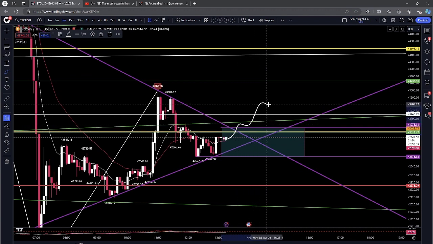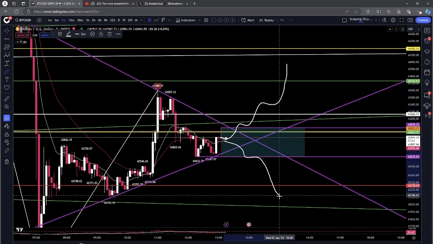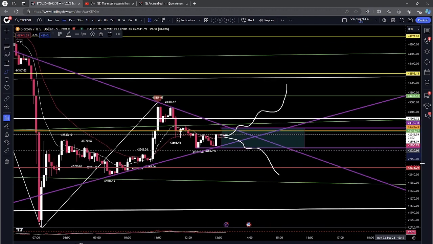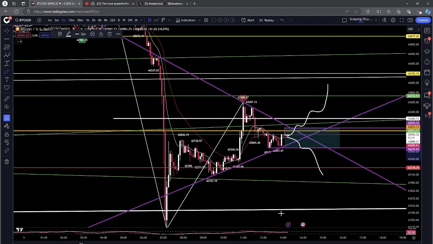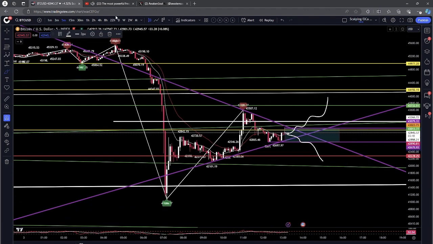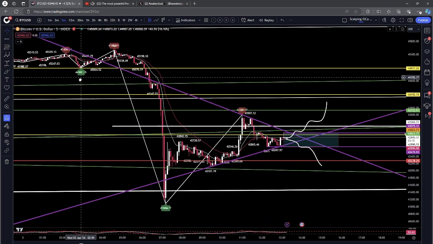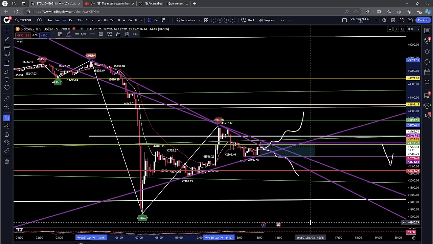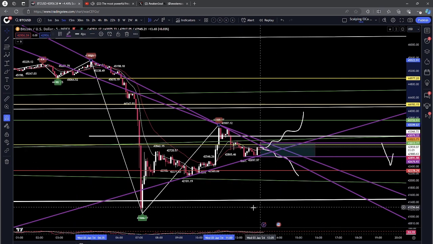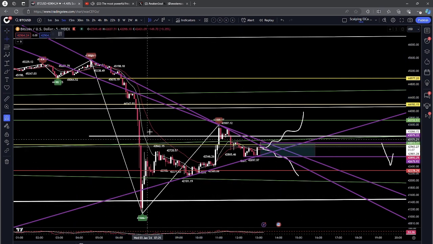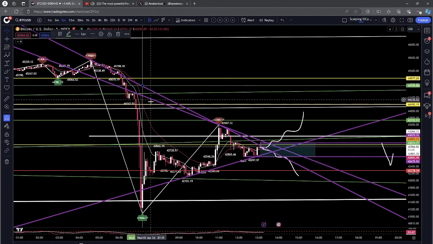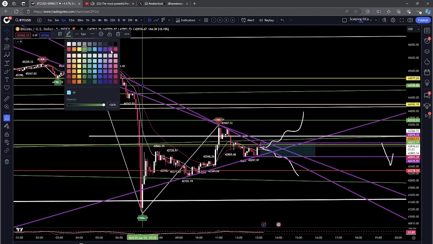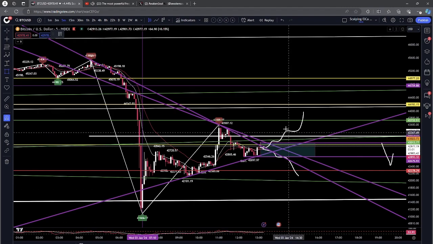Okay, this is going to be your range. We're going to move from this point on. Where are your targets? Always give targets. 1 touch, 2 touch, guys. Always and forever. This would be my long.